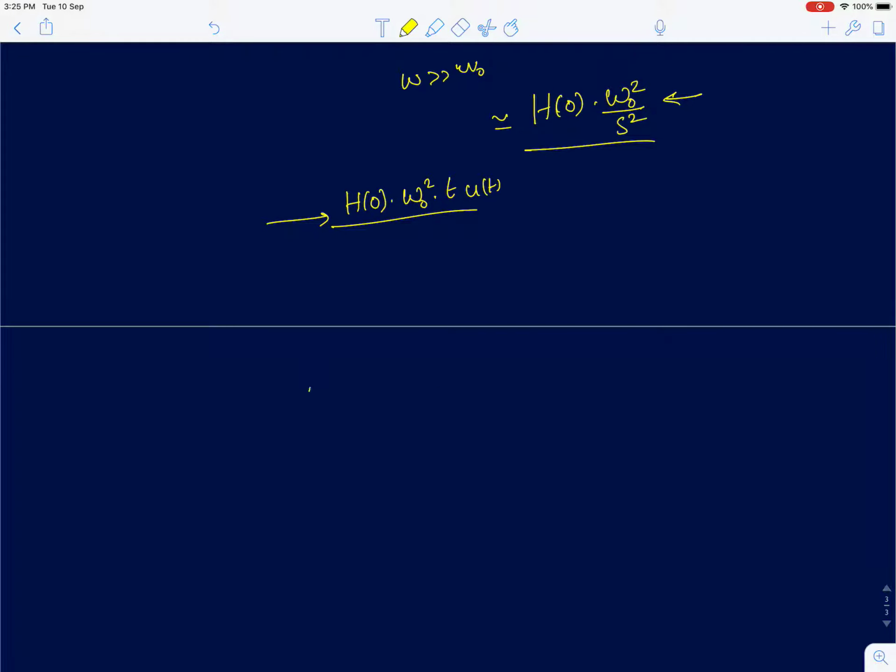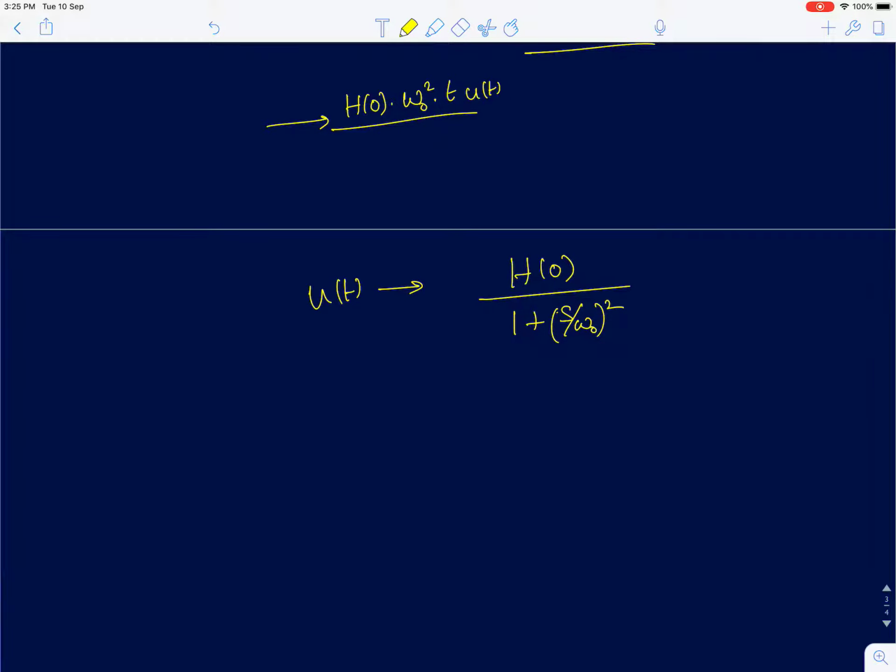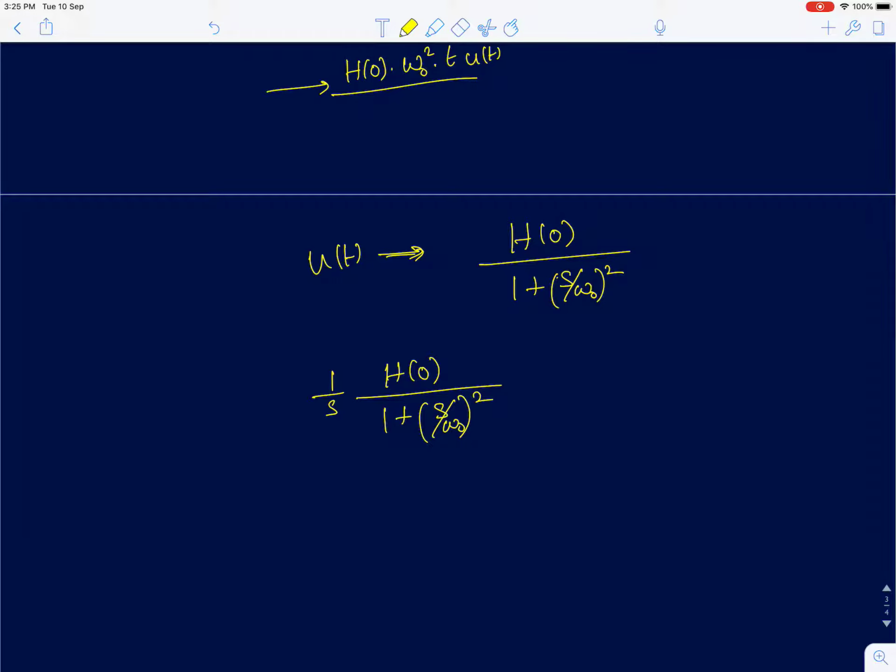Now I'll feed a step function, u of t, to this system, h of 0 by 1 plus s upon omega naught square. Again, I'm going to use the Laplace transform. For the input, the unit step function, the Laplace transform is 1 by s. When I feed it to this system, you'd get a function of this type.